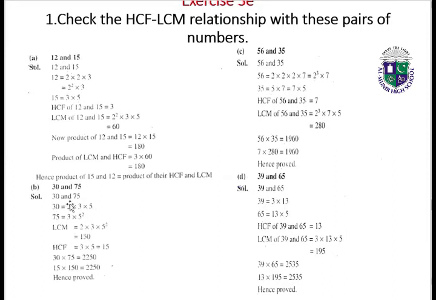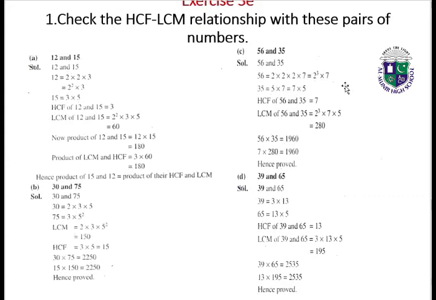30 is 2 multiplied by 3 multiplied by 5. 75 is 3 multiplied by 5 squared, 5 squared is 25, 25 threes are 75. Least common multiple: 2 multiplied by 3 multiplied by 5 squared, which is 150. HCF: 3 multiplied by 5 equals 15. 30 multiplied by 75 equals 2250, and 15 multiplied by 150 equals 2250. Hence proved. Part C: 56 and 35.